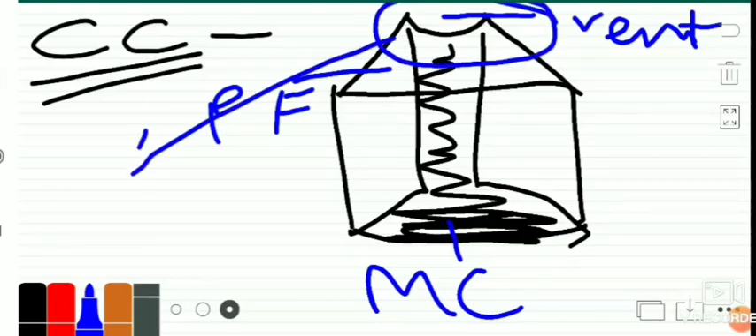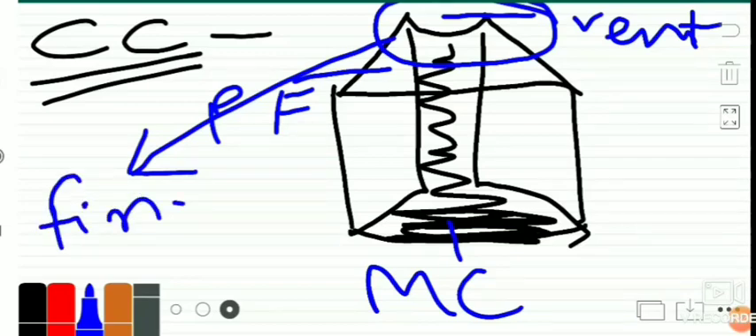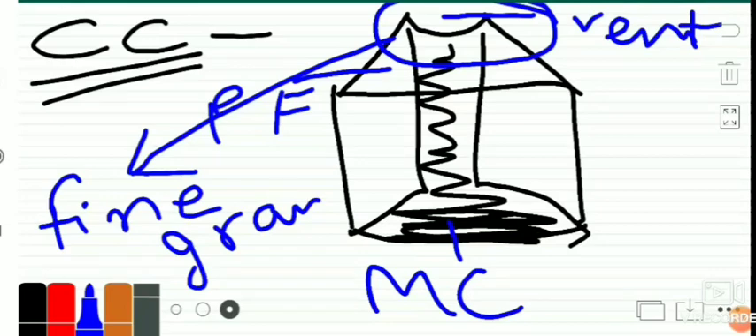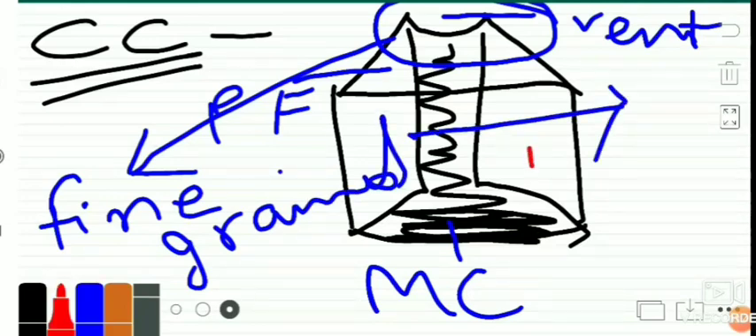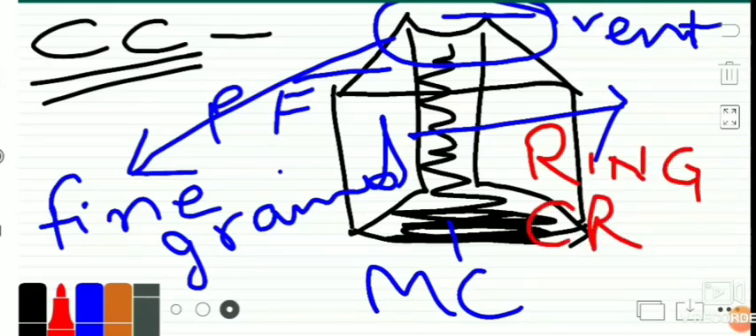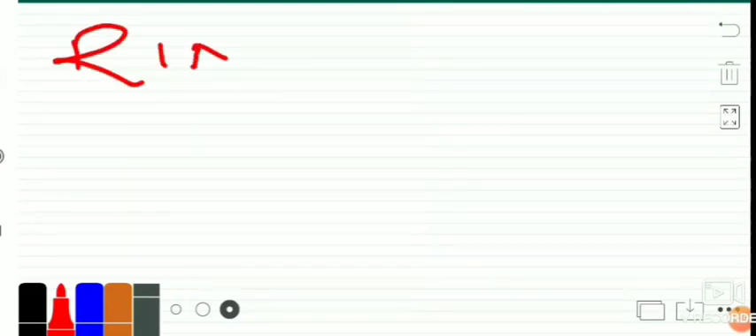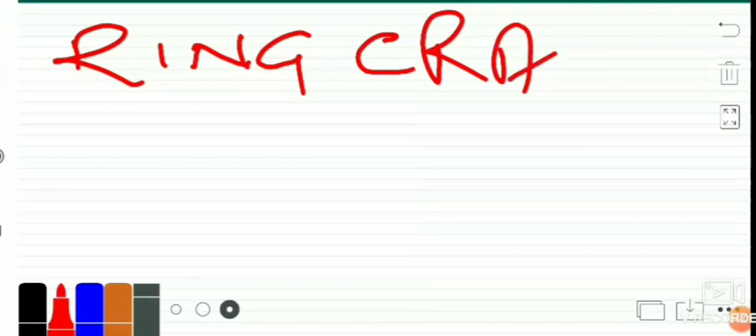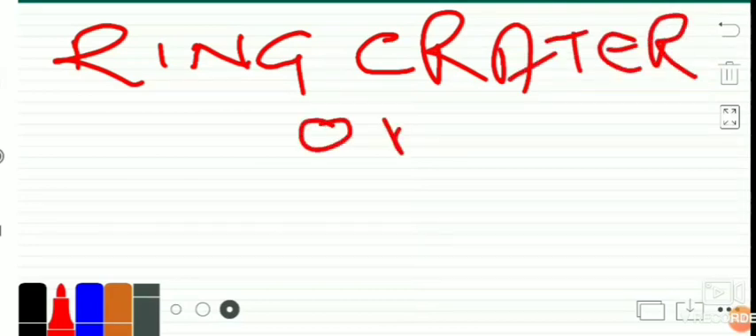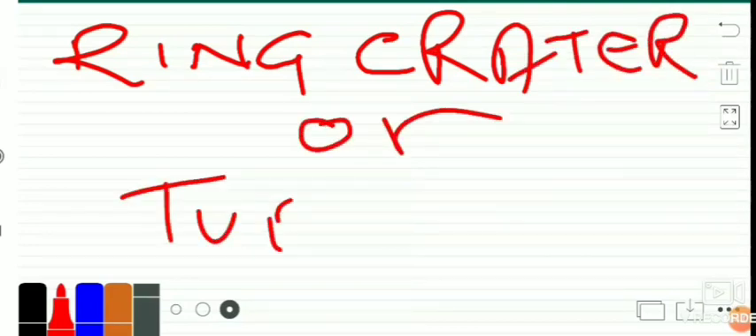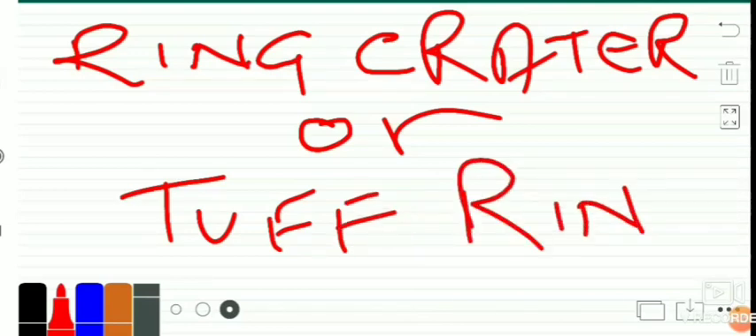And if this pyroclastic material is dominated by fine-grained material, then there is a separate name: these are known as ring crater, and another name is tuff ring, right? So this was all about cinder cones.